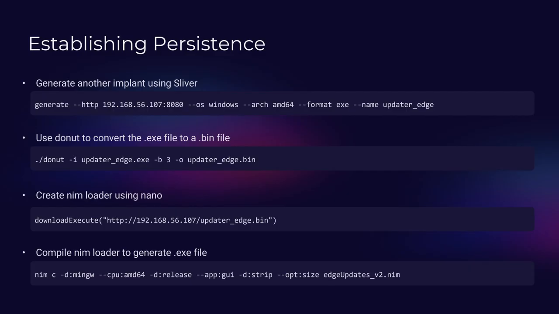So now that we are in the target host, we need to establish persistence. We can do this by generating another payload in Sliver. We are going to call this one updater_edge. Once our payload is generated, we can use donut to convert it to a bin file. From there, we need another Nim loader. For this one, we're not going to include a message box. Instead, it's going to run in the background. We then use Nim to generate an exe file named edge_updates_v2.exe.